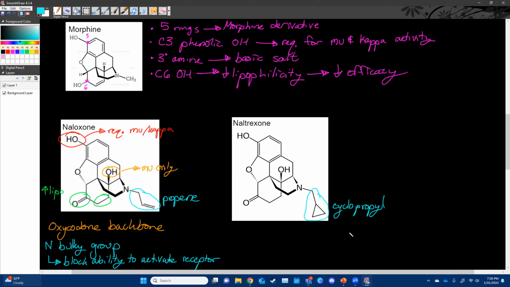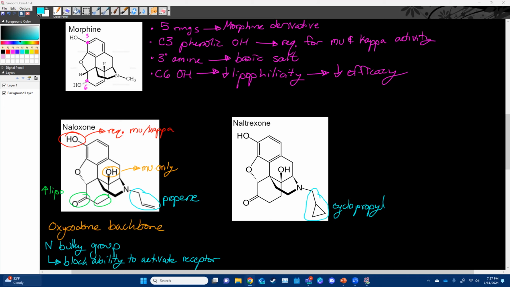What should be noted about the cyclopropyl group specifically, or just in general, is that, before I say that, what's important to note is that the combination of the C14 OH plus the bulky group makes them pure mu antagonists. So naloxone and naltrexone are pure mu antagonists because of the C14. If that is not there, then we have a different group of drugs.